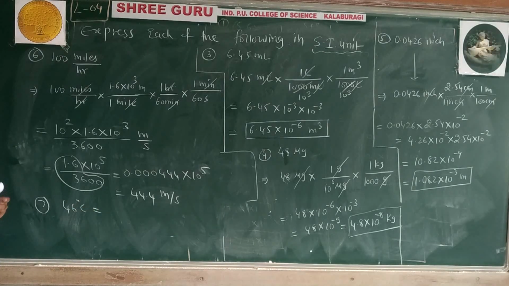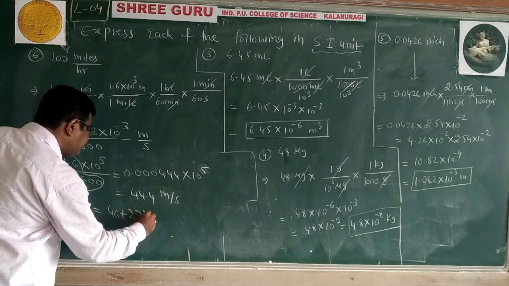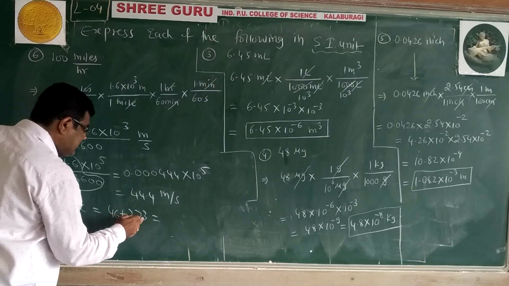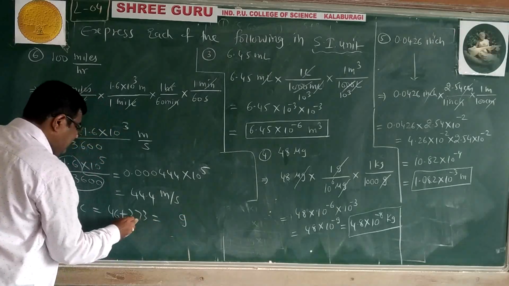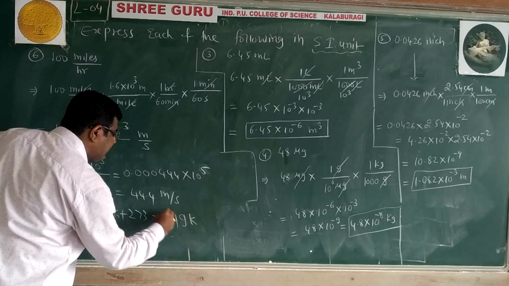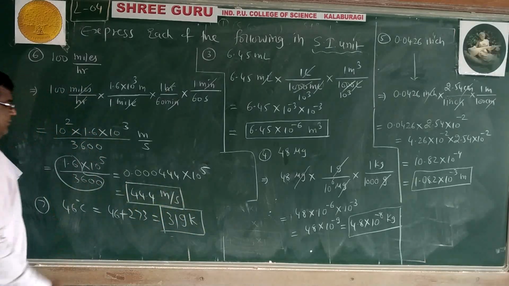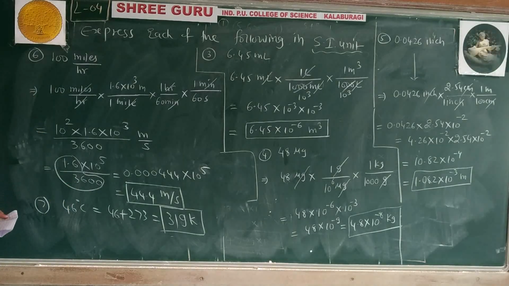Kelvin is the SI unit, just add 273 to it. 46 plus 273, 6 plus 3, 9. 7 plus 4, 11, 1. It is 319. Is the answer. Right. So this is the 7th question.